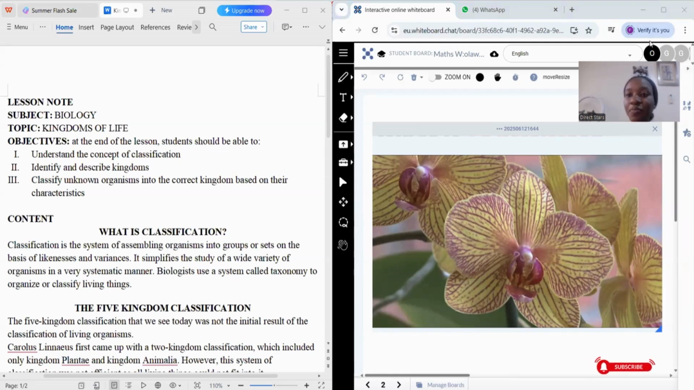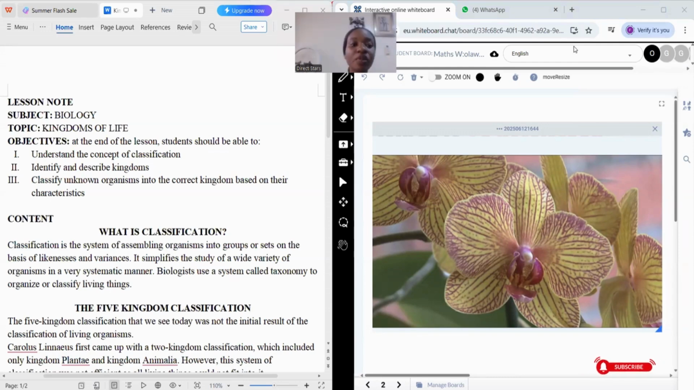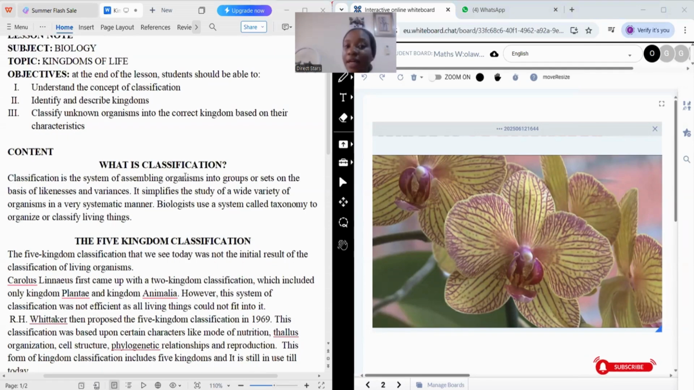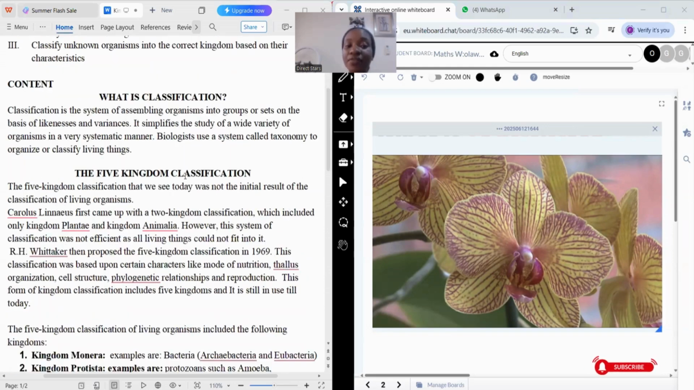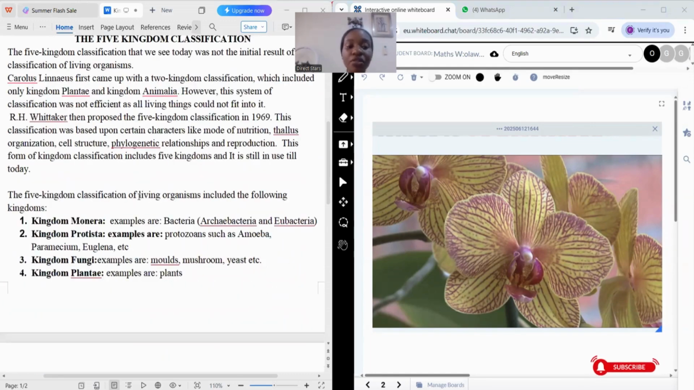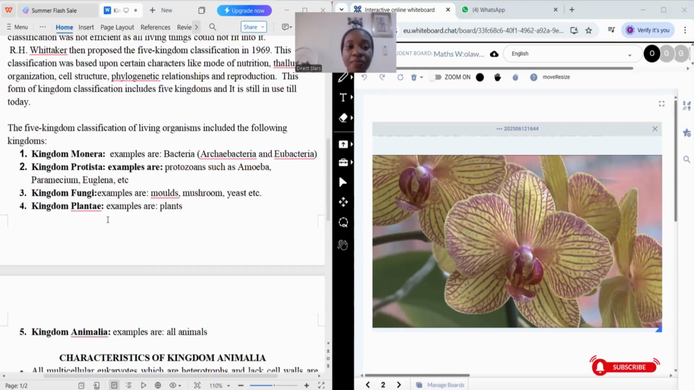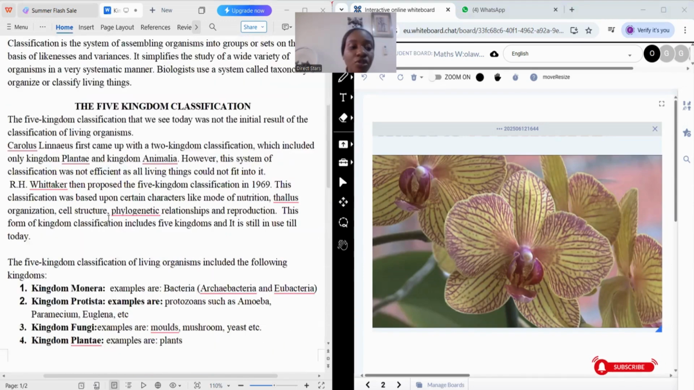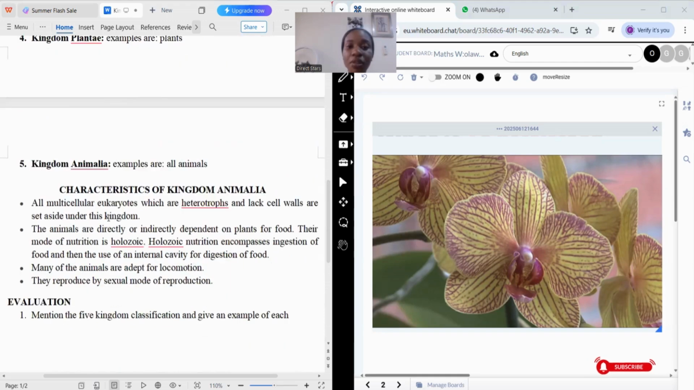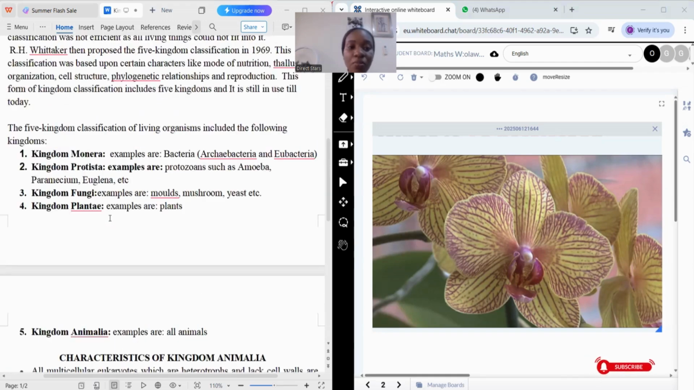Okay, so prior to our previous lesson, we talked about the kingdoms of life and we made mention of the five classification. We also made mention of the five kingdoms. We made mention of the scientist who proposed the five kingdom classification in the year 1969. And then we talked a little about the kingdoms of life.